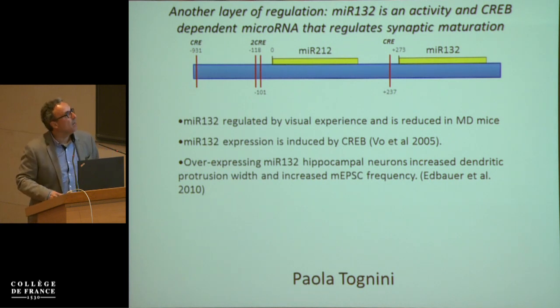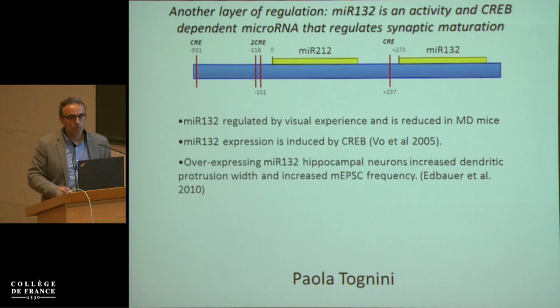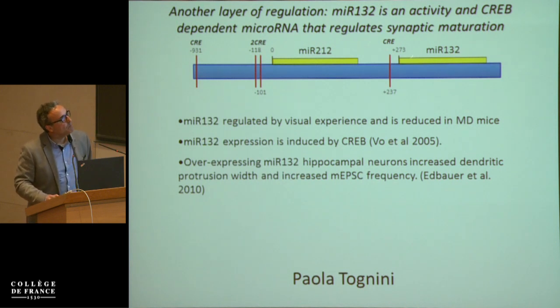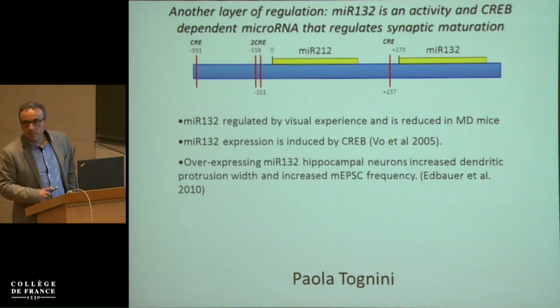We browsed the CREB-regulated genes, and we found a gene that was very interesting for us. It codes for a bicistronic transcript, which produces two microRNAs. One is MIR212, which, in its mature form, is probably not so stable, so it's present at very low concentration. And the other microRNA is MIR132.